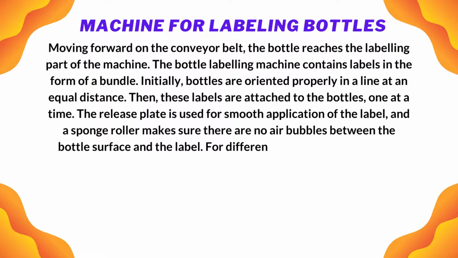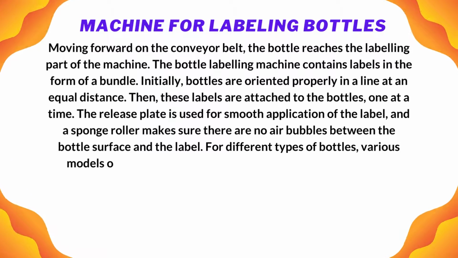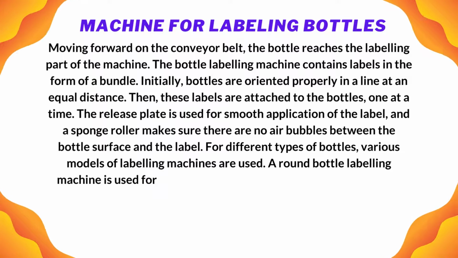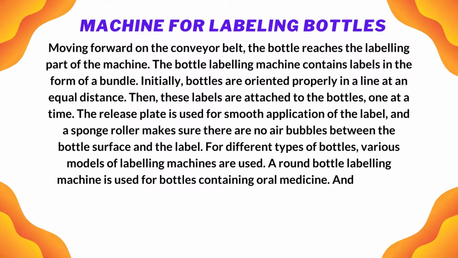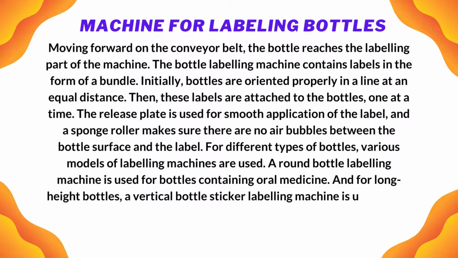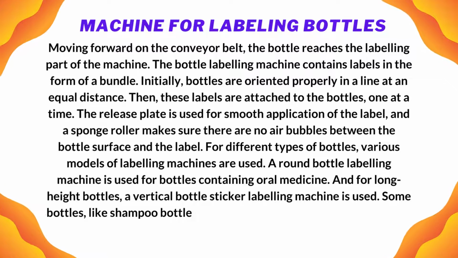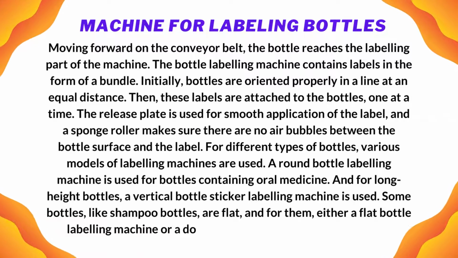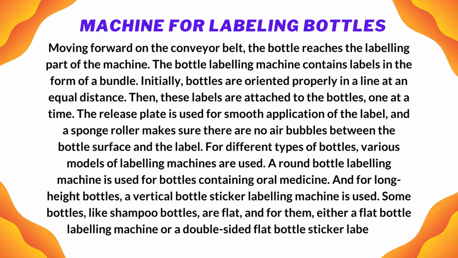For different types of bottles, various models of labeling machines are used. A round bottle labeling machine is used for bottles containing oral medicine. And for long height bottles, a vertical bottle sticker labeling machine is used. Some bottles, like shampoo bottles, are flat, and for them, either a flat bottle labeling machine or a double-sided flat bottle sticker labeling machine is used.